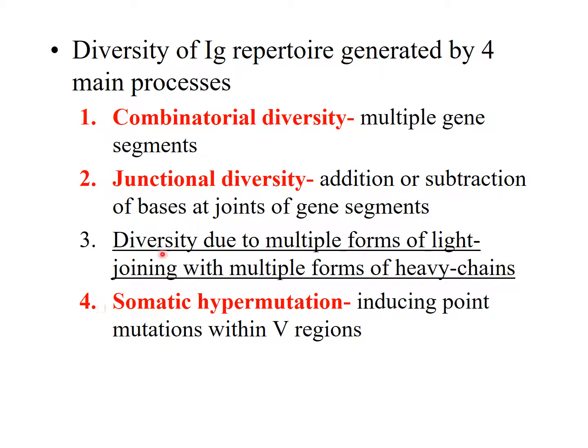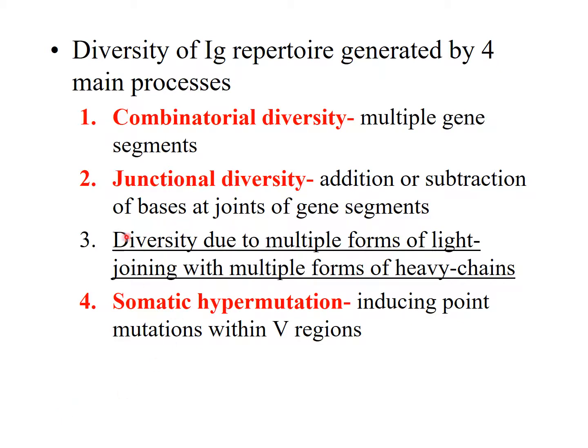Well, what we see is there are 4 main processes that can help us generate this. First is combinatorial diversity. As we saw in previous lecture 5.1, it's multiple gene sequences, these multiple segments. Multiple V's, multiple J's, multiple D's, multiple C's.